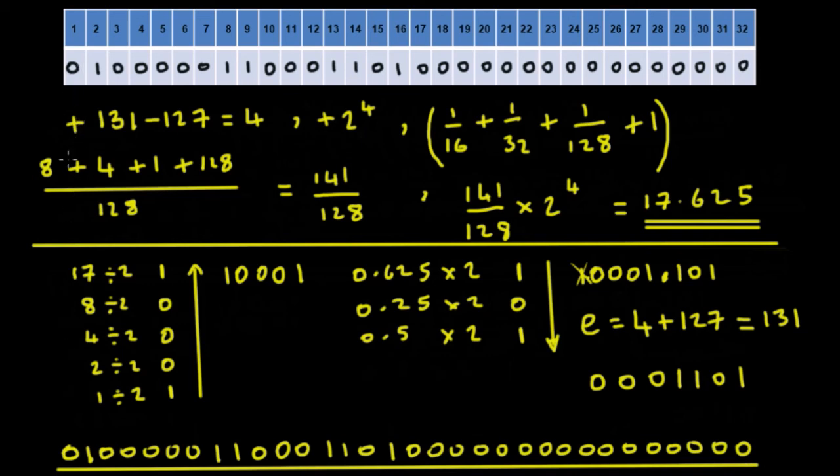So just have a little check. We've got the 0, we've got the 1, and then we've got 5 zeros, 1, 1. We've got our 000, 1, 1, and a 0, 1, and then all zeros. So that's us now looked at a full conversion from the floating point binary to the decimal, and then from the decimal back to the floating point binary.